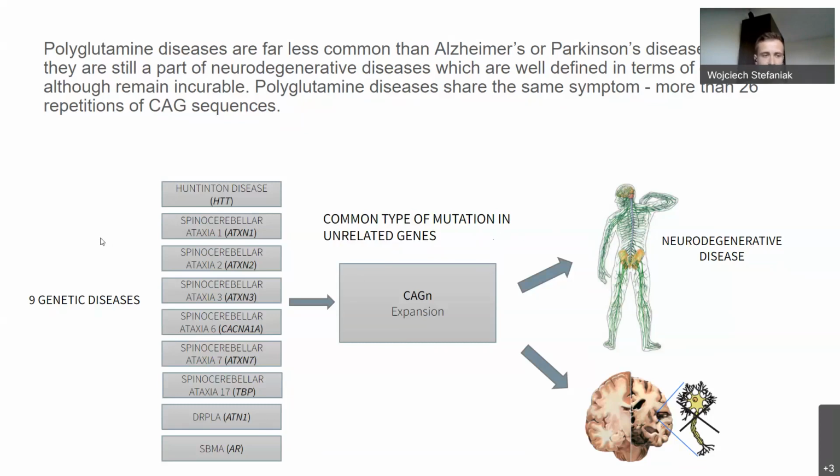What is more, by this project we are targeting 9 genetic diseases, which are listed here, one of which is, I think, quite popular, Huntington disease. Aside from the fact that they all degenerate the brain, they have a common type of mutation, and this is having more than 26 repetitions of CAG sequences in our gene.